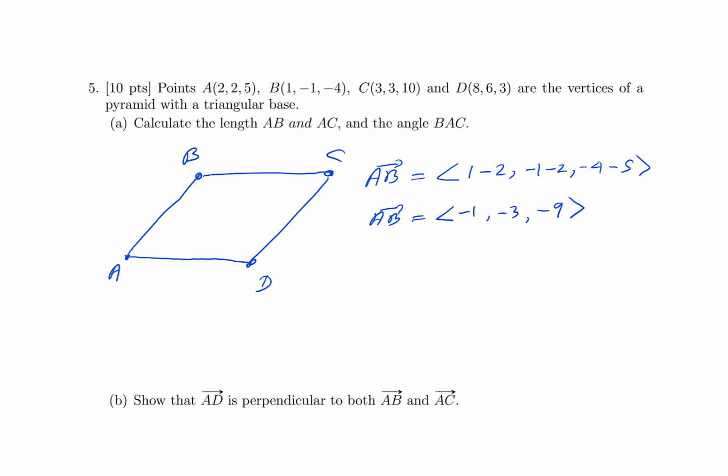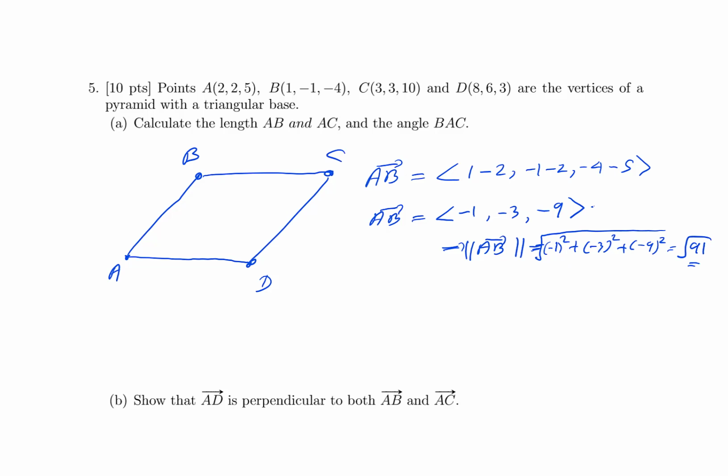Then AC, right? From here, how do we find the length of AB? The length of AB is the magnitude of AB, right? So then 1 to the power 2 plus negative 1 to the power 2, plus negative 3 to the power 2, plus negative 9 to the power 2, and square root. So this equals square root of 91.